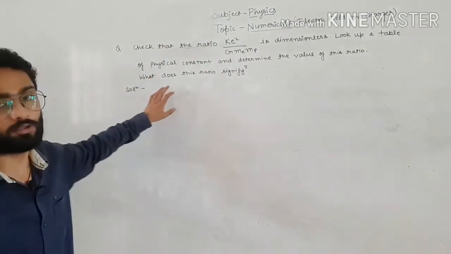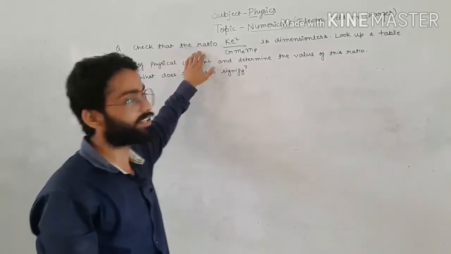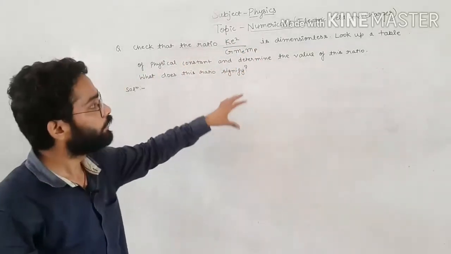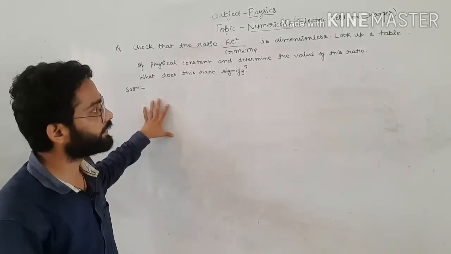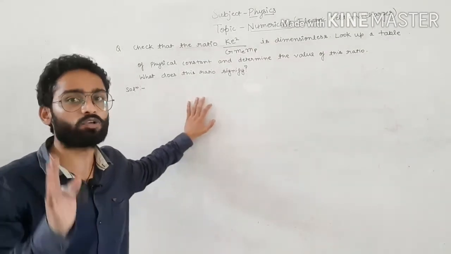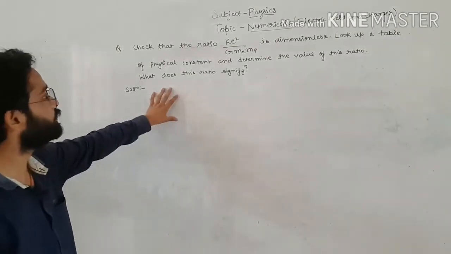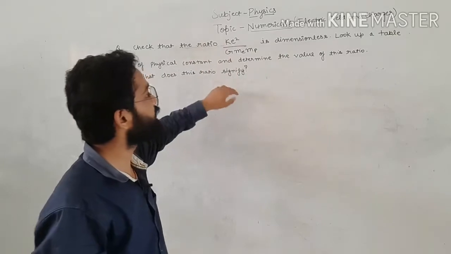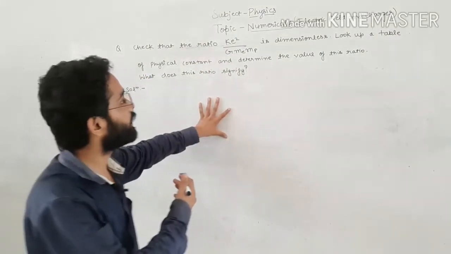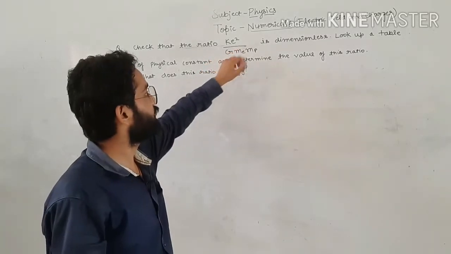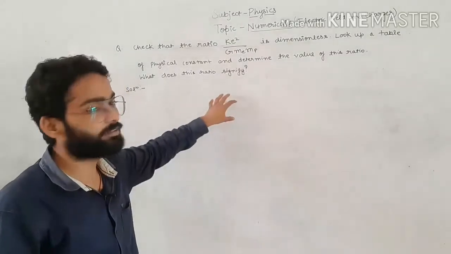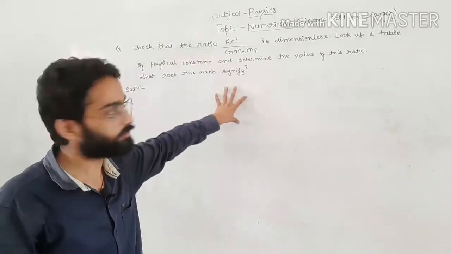Now the new question: check that the ratio of Ke square upon G me mp is dimensionless. Look up a table of physical constants and determine the value of this ratio. What does this ratio signify? What the question is asking is, check that the ratio Ke square upon G me mp is dimensionless. We are to find the value of Ke square upon G me mp, and see whether it is dimensionless or has some dimension.